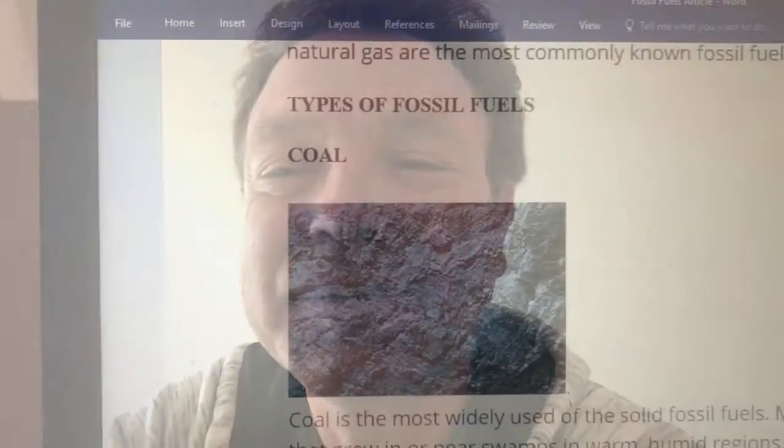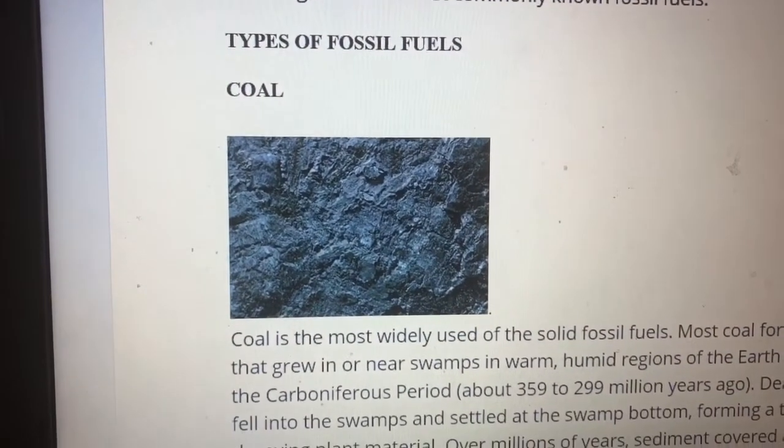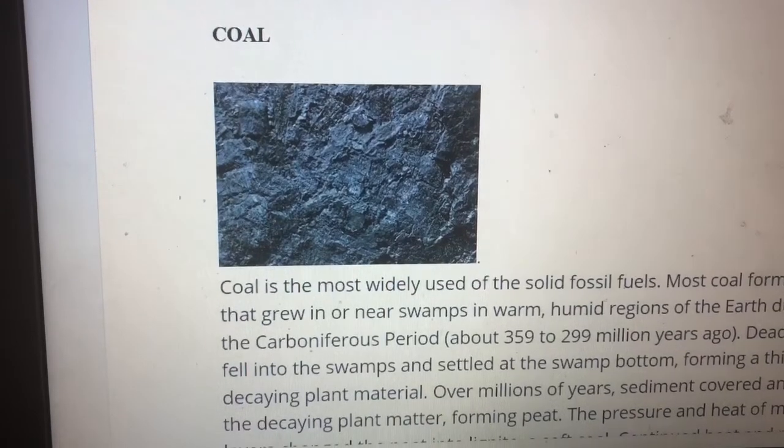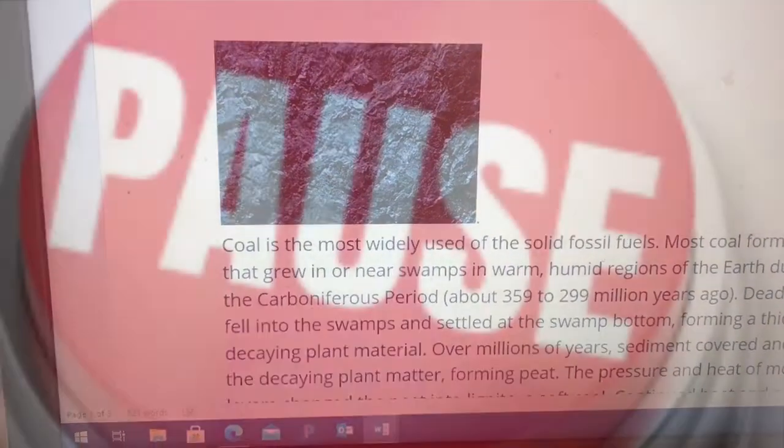Let's go to the third paragraph. Fossil fuels may be solids, liquids, or gases. All fossil fuels are hydrocarbons, a class of chemicals composed only of carbon and hydrogen atoms. Coal, petroleum, and natural gas are the most commonly known fossil fuels. Those are some examples of fossil fuels. Now keep reading the rest of the article on your own. So pause the lesson and keep reading the article, okay?